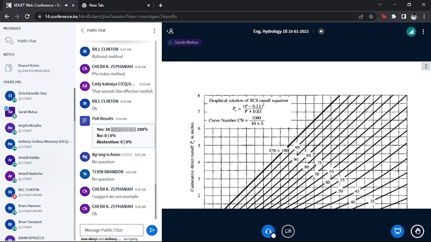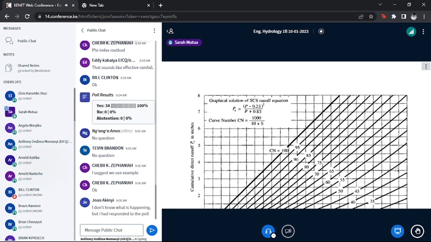Yes. Morning. Oh. So I don't know what is happening, but I responded to the poll. Okay, Chebi. So Chebi, I don't know. You are talking about the unit hydrograph. That one we are going to do so many examples, so don't worry about it.